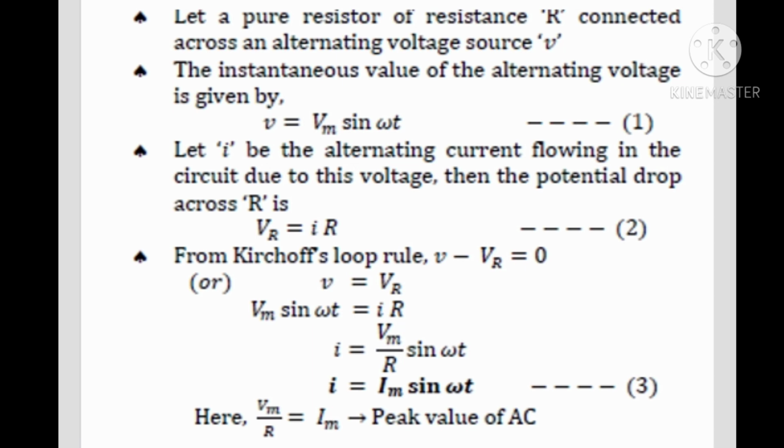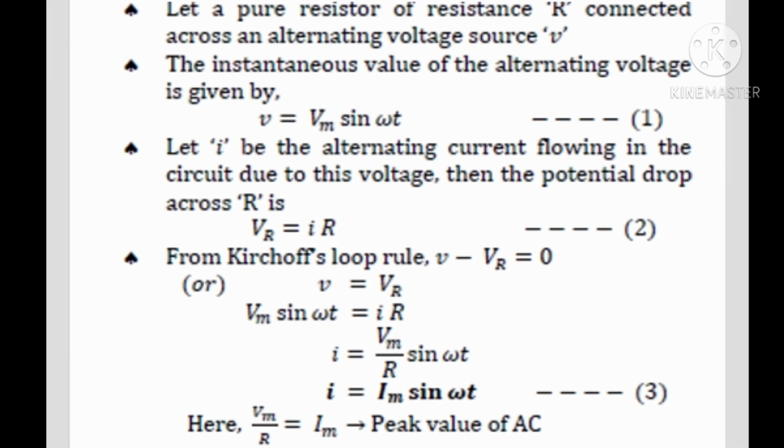We will get V is equal to VR, which can be written as Vm sin omega t is equal to iR, where small i is equal to Vm by R into sin omega t, and i is equal to Im into sin omega t. This is equation number 3. Here Vm by R is replaced by Im. This Im represents the peak value of alternating current AC.